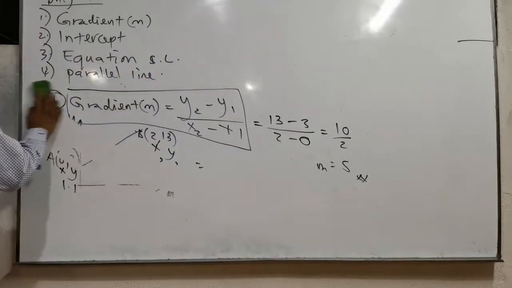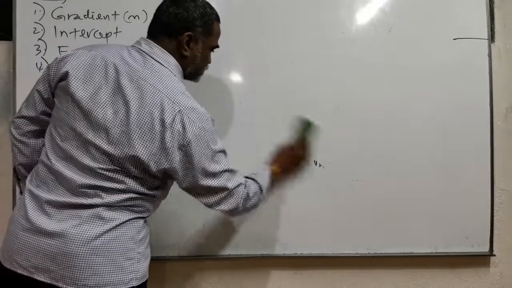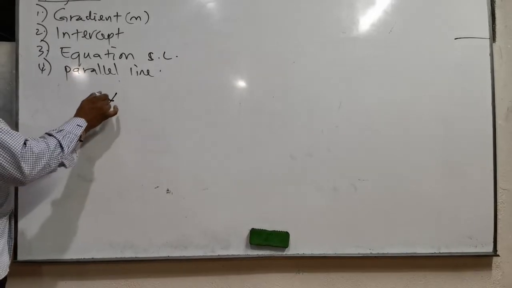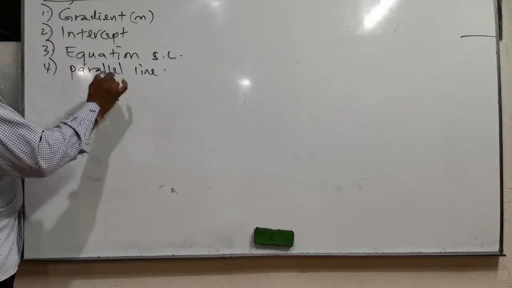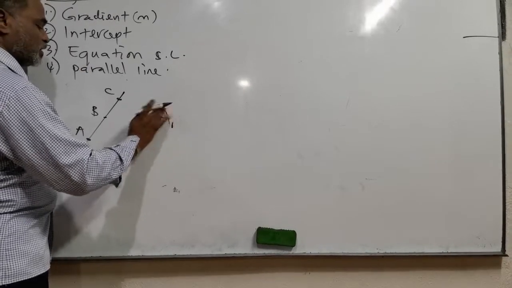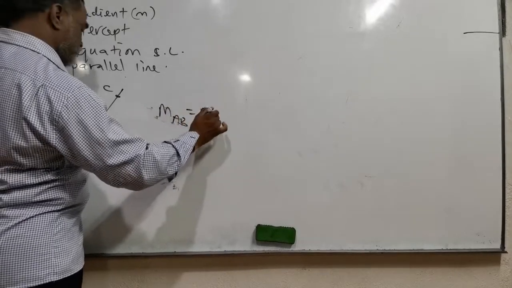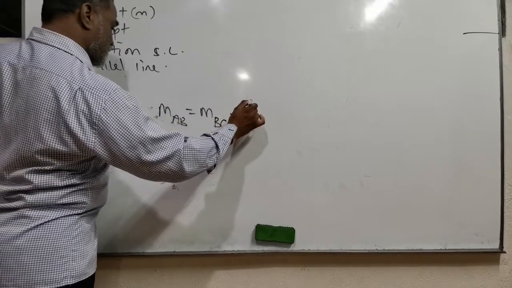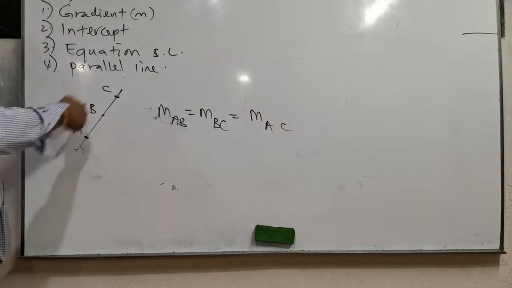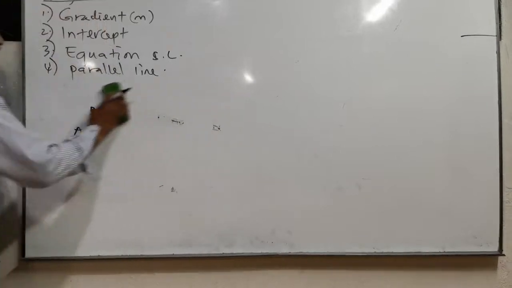Okay, now we go to the second aspect. But before that, everybody must understand, attention: any points on the same straight line have the same gradient. Let's say the gradient AB is equal to gradient BC equals gradient AC. That means for any points on the same straight line, you take any coordinates, you will get the same gradient. This is the first aspect. I think you understand gradient.